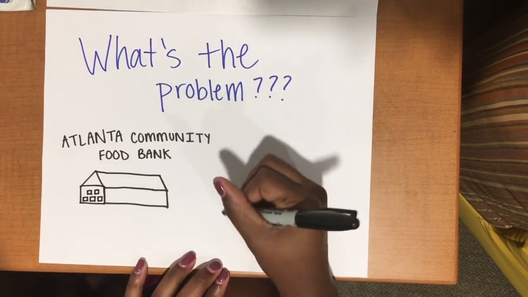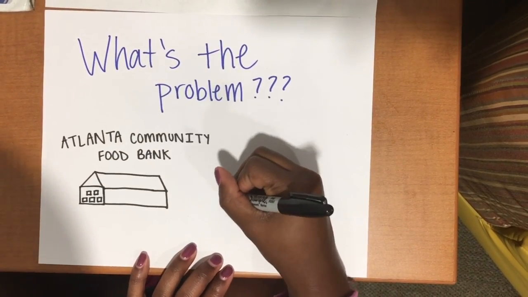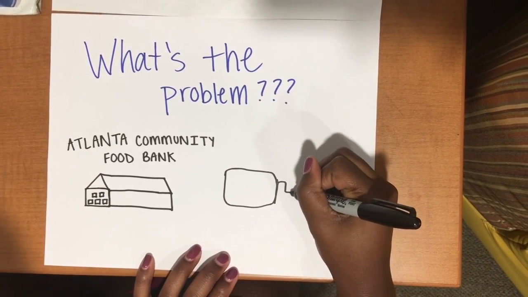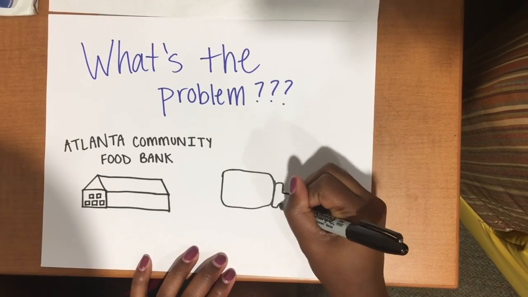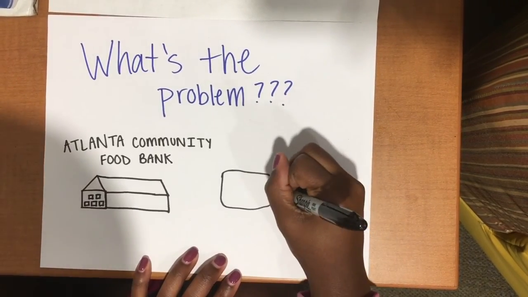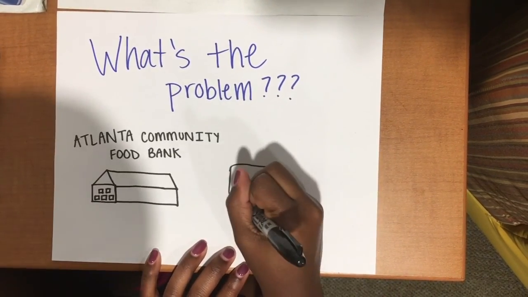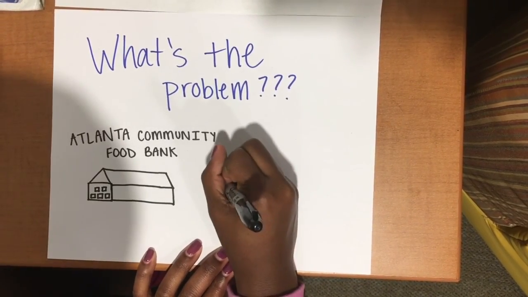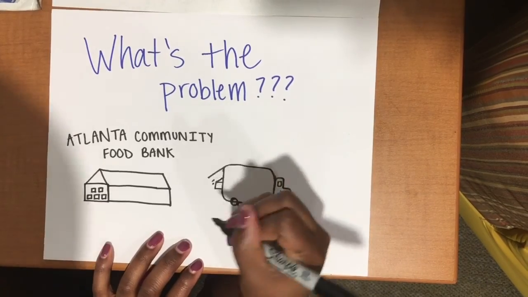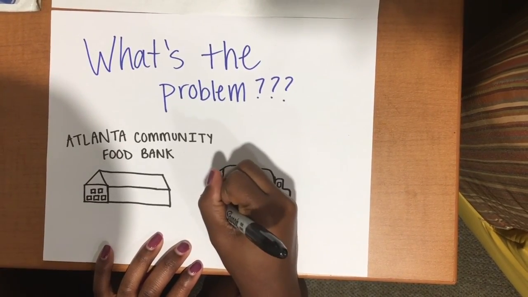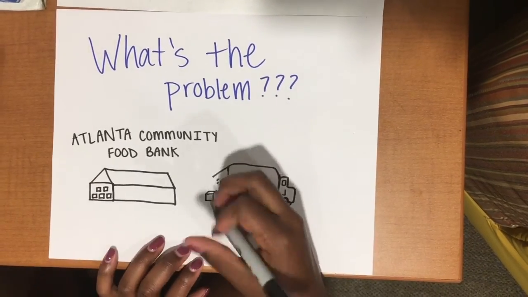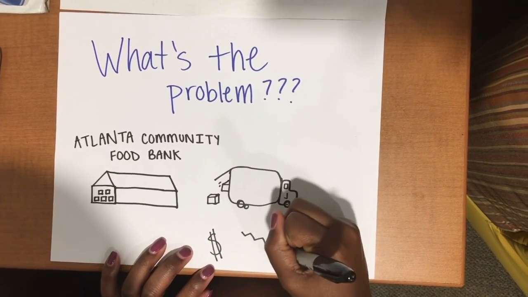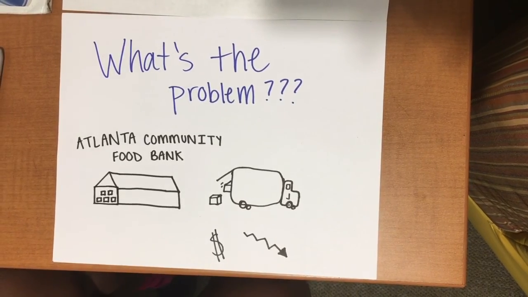So what exactly is an example of a problem that an industrial engineer would solve? Well, the Atlanta Community Food Bank donates over 60 million pounds of donated grocery products a year to families in need. However, the current system of packaging and donating groceries is expensive and production is down.